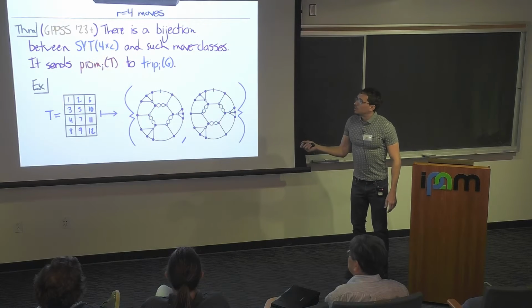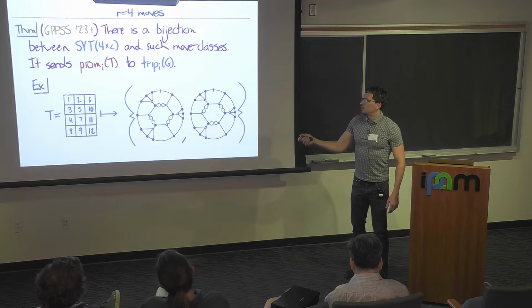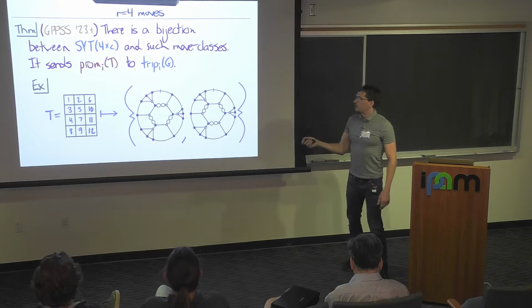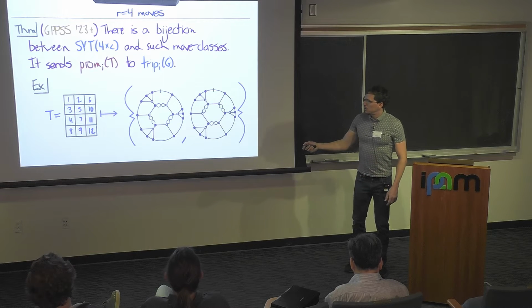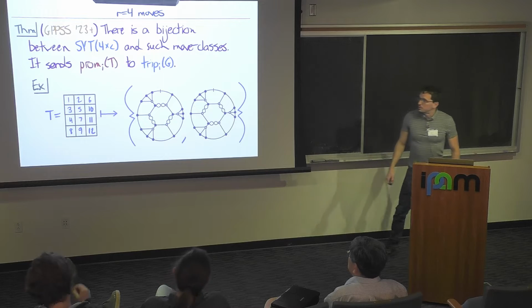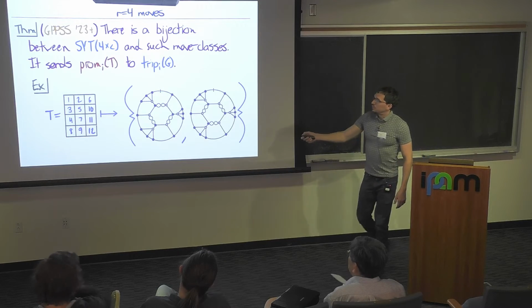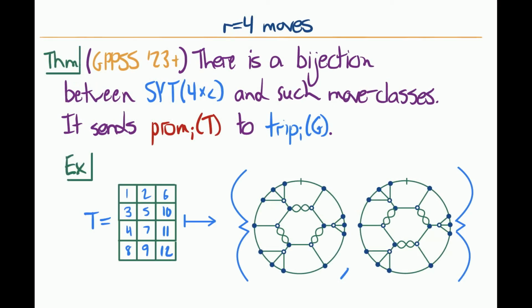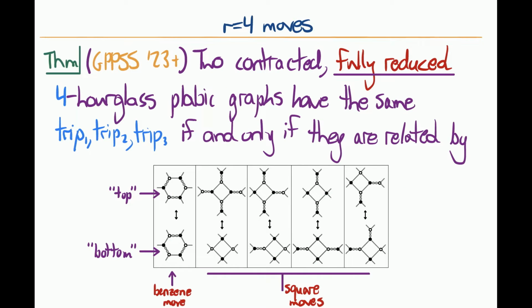So here's just a pictorial example. If we have this particular tableau, it turns out you run the bijection and you get the equivalence class of these two fully reduced hourglass plabic graphs, and they are in fact related by precisely that benzene move from this slide.